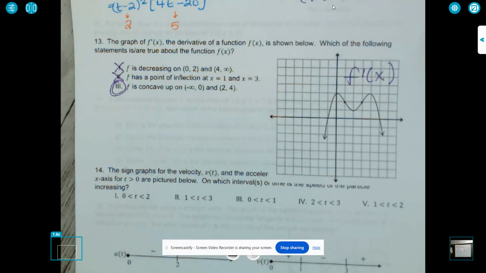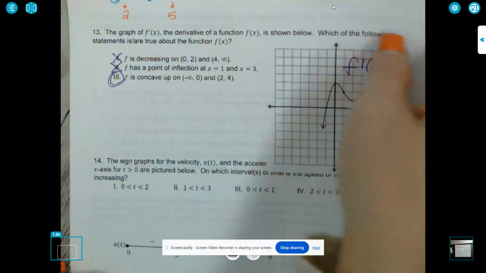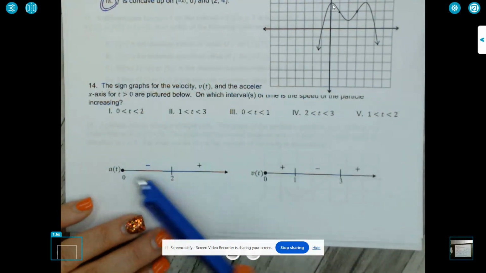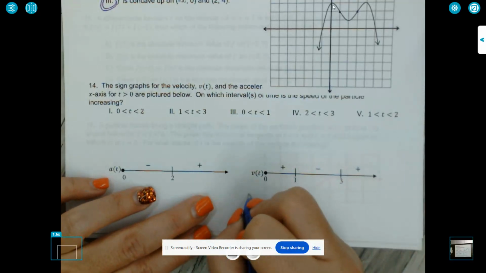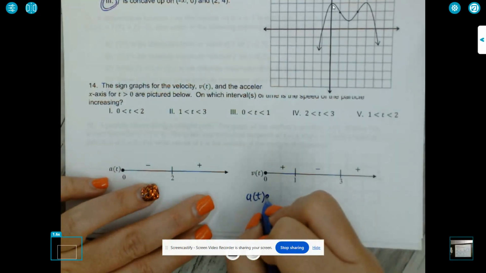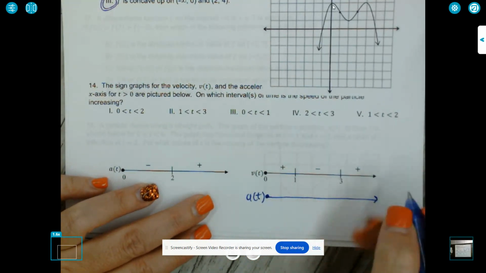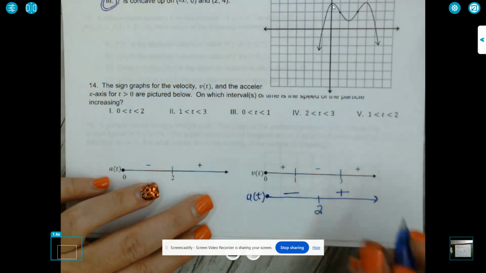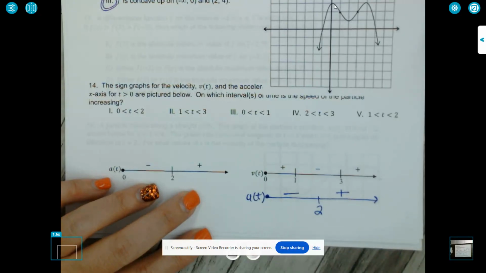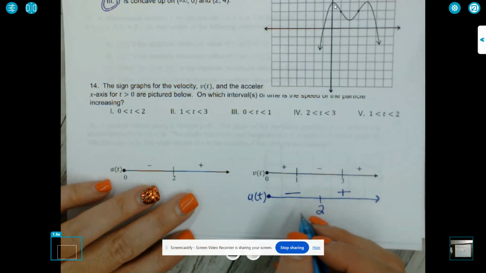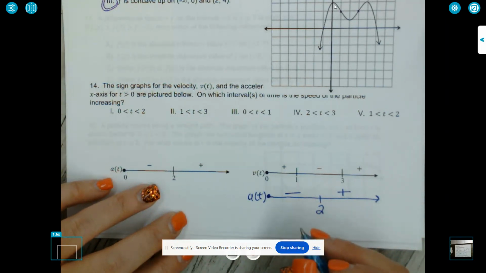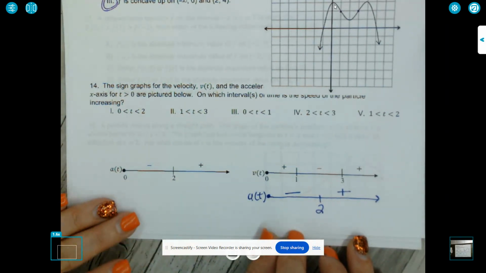Okay. All right, number 14. And we talked about this one a little bit in class as well. So I am going to stack these. So I'm going to put my acceleration under. And my acceleration just has 2, and we're negative and positive. Okay, so we are looking for on which interval of time the speed of the particle is increasing.